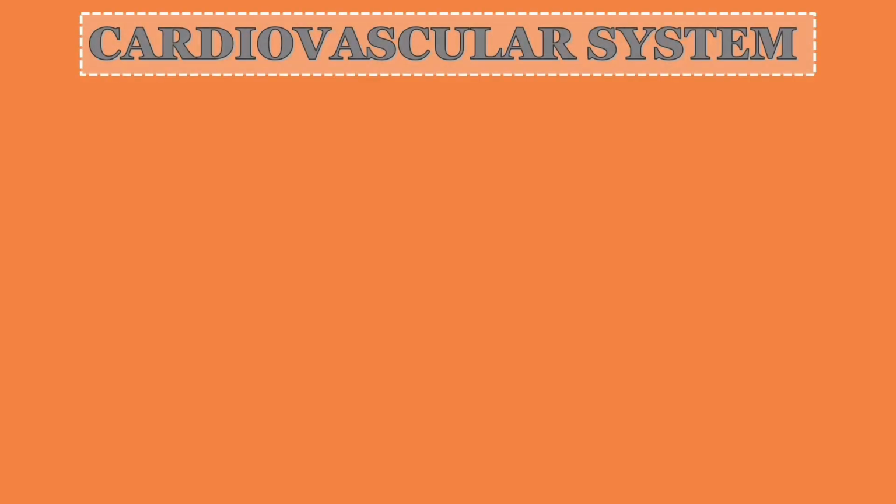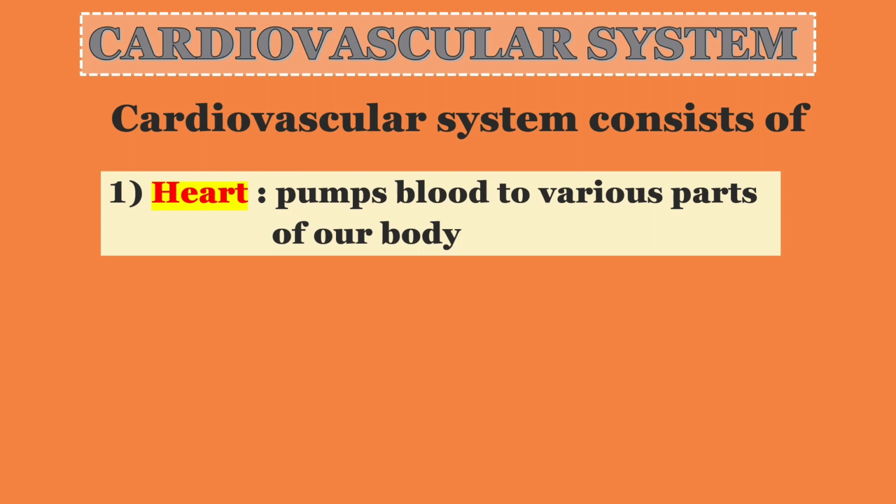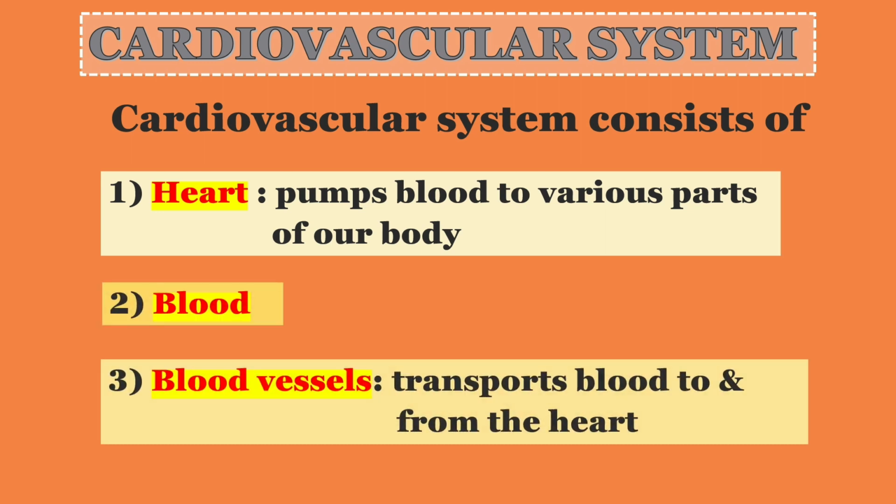Cardiovascular system. When we speak of the cardiovascular system, it basically consists of three components together. The first is the heart. Its function is to pump the blood to the whole body. The second component is the blood, and the third component is the blood vessel, which helps to transport the blood to the heart and back from the heart to the whole body.